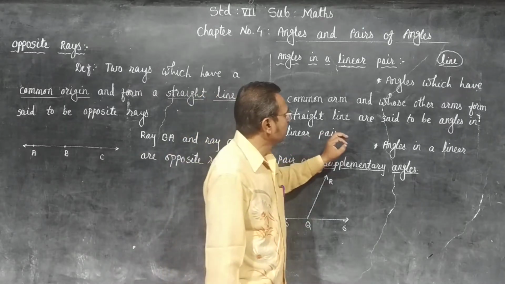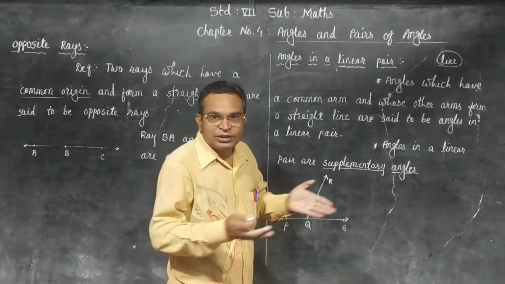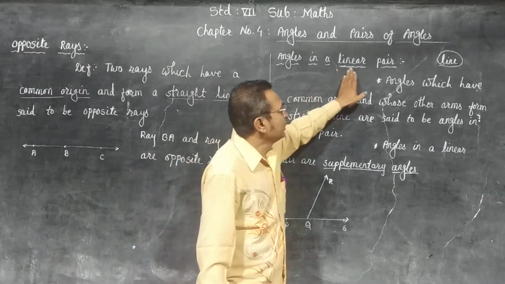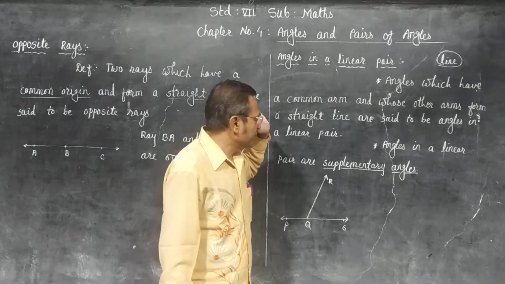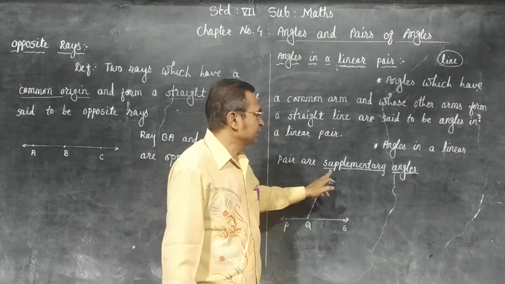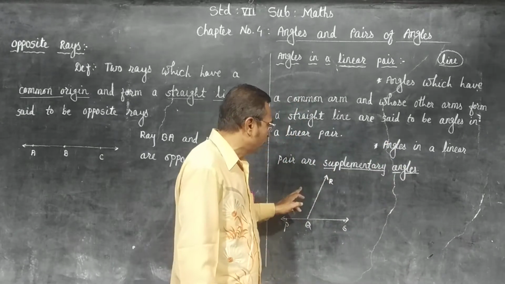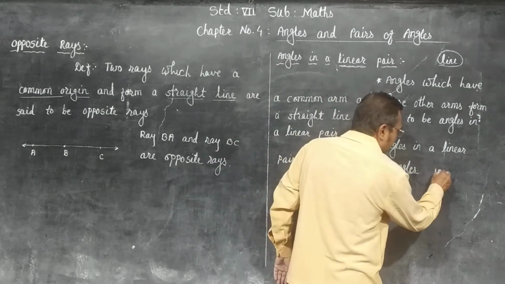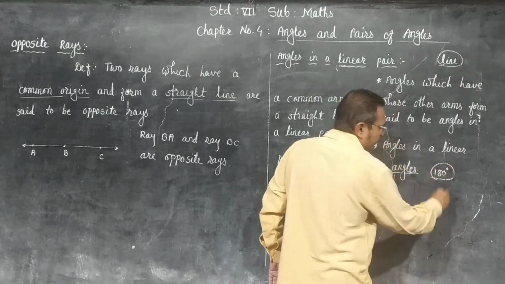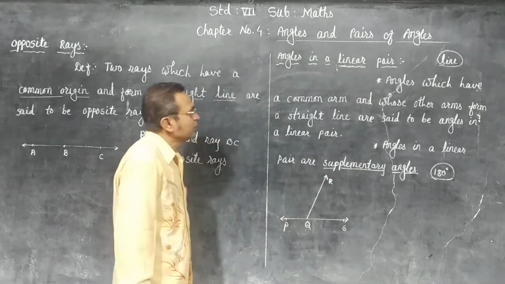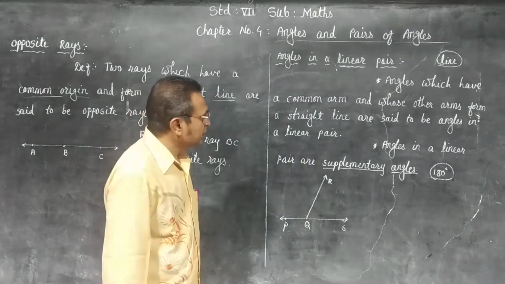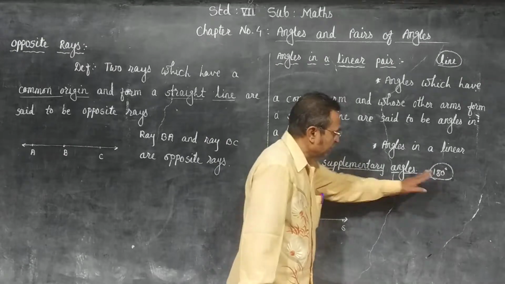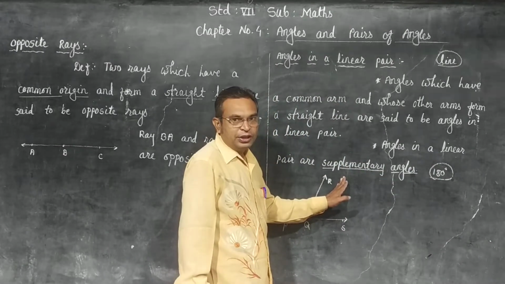We have to remember that on a straight line, two angles are formed, and those angles are angles in a linear pair. And angles in a linear pair are supplementary angles. It means the sum of the pair of angles in a linear pair is 180 degrees. The sum of the angles in a linear pair is 180 degrees, and therefore they are supplementary angles.